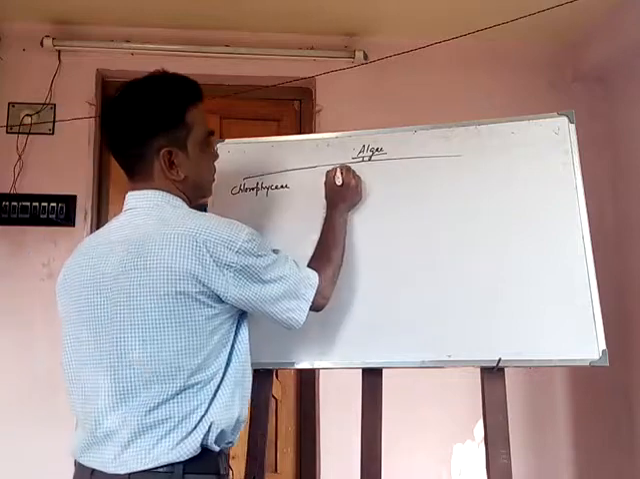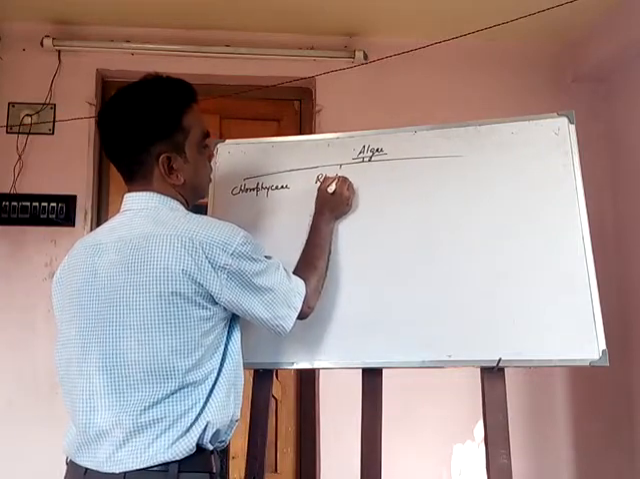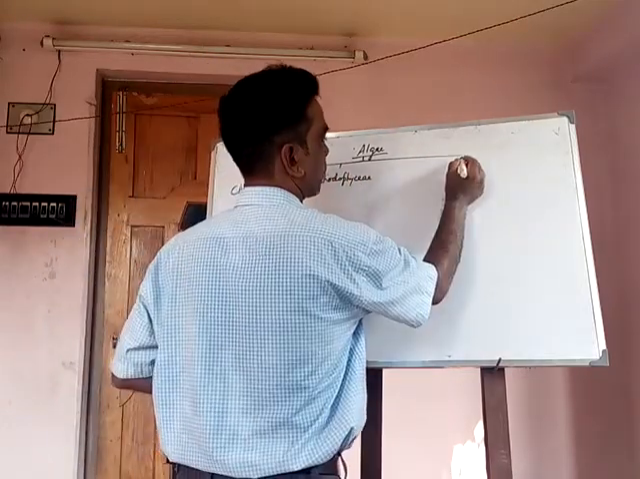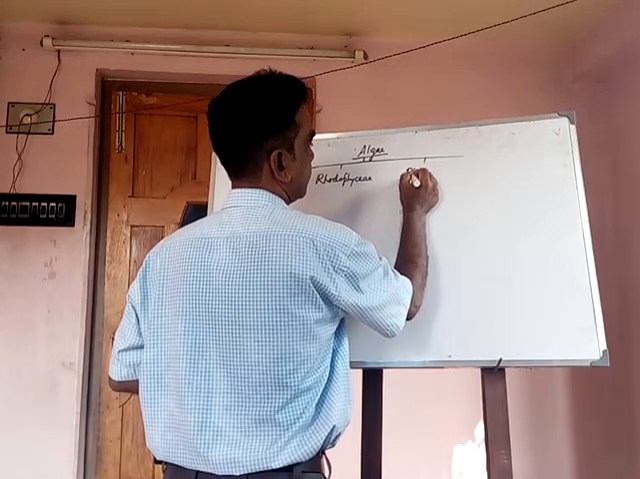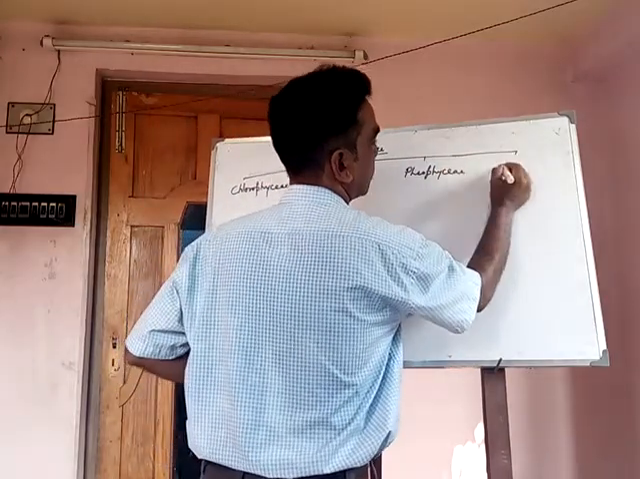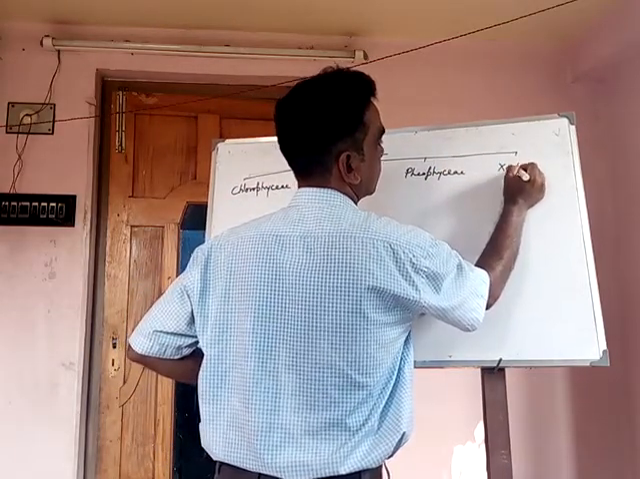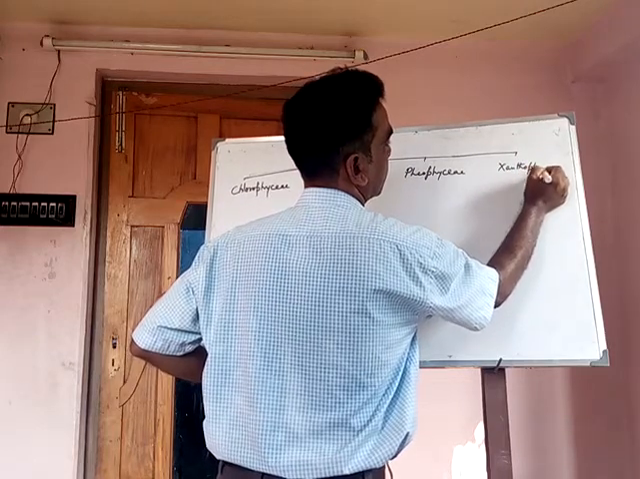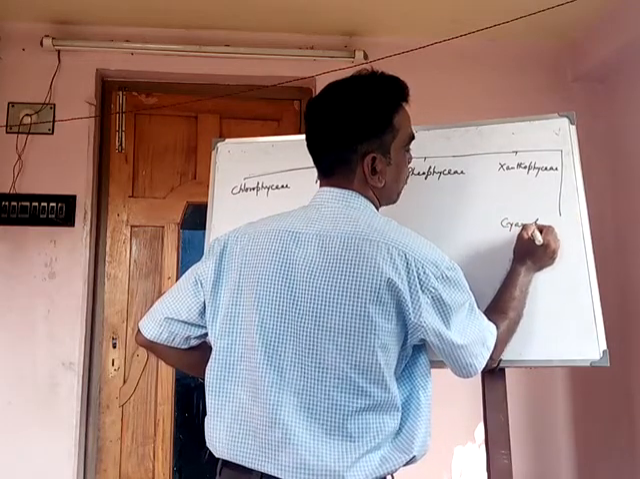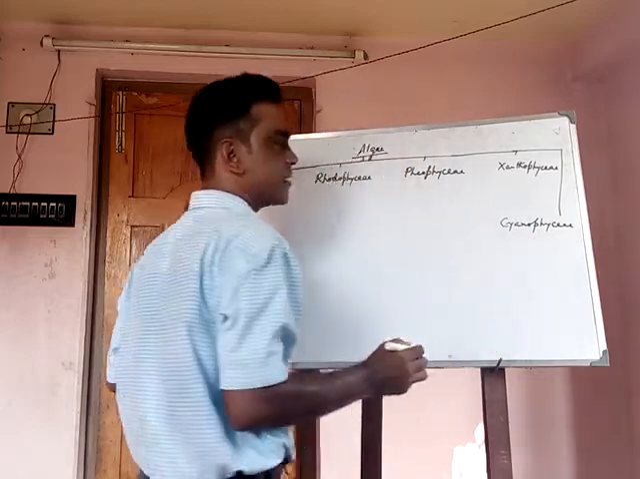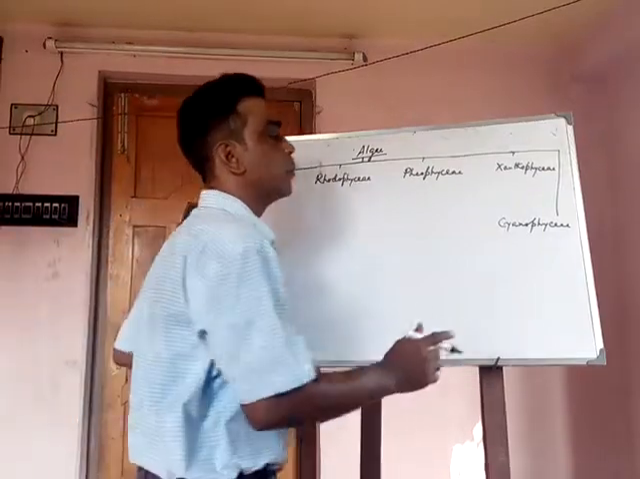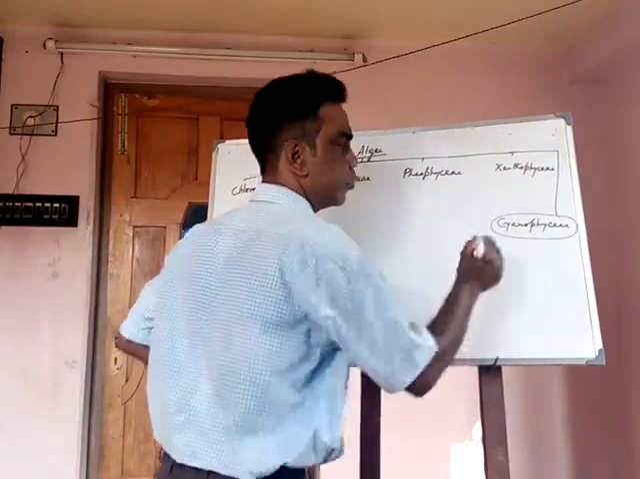Chlorophyceae, Rhodophyceae, Phaeophyceae, and Gametophyte. Another is Cyanophyceae. This is the ancient type of prokaryote algae where the blue-green pigment is found. Prokaryotes.